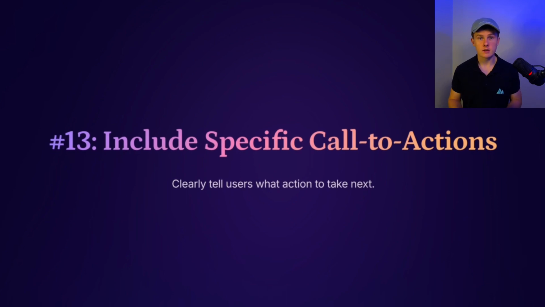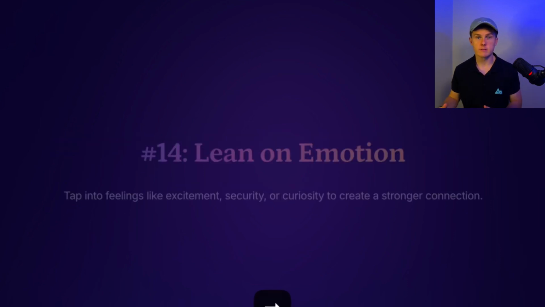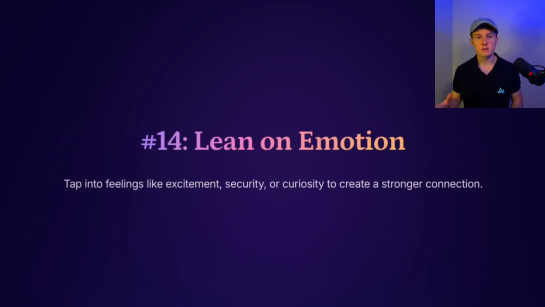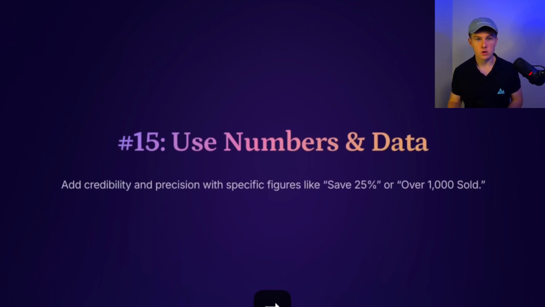Principle number 13, include specificity in your CTAs. Your call to actions shouldn't just be things like shop now. Say things like find your next statement piece or get your next pair of trainers at 30% off. Principle number 14, focus on emotion. Create curiosity and excitement. Focus on building a sense of trust and security.